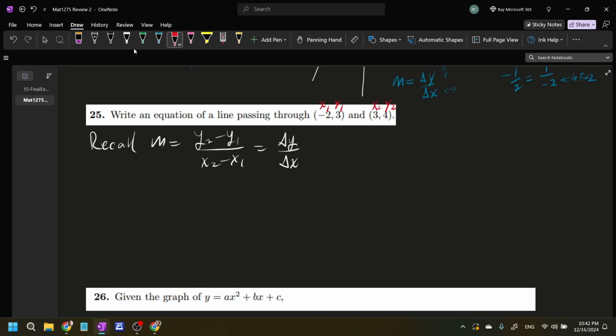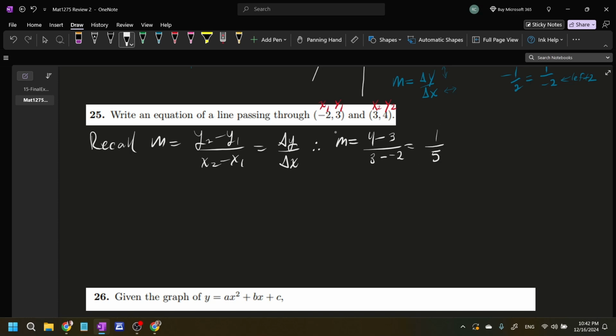And then we just plug it in to find our slope. So therefore, slope is equal to y2, which is 4, minus y1, which is 3, over x2, which is 3, minus x1, which is -2. So 4 minus 3 is 1. 3 minus -2, minusing a negative is really adding. So this is 3 plus 2, which is 5. So our slope is 5.